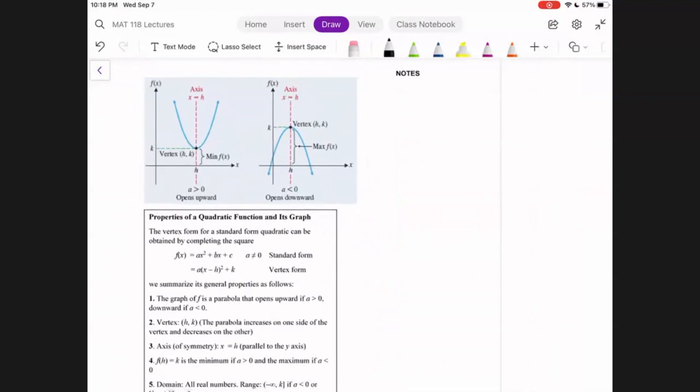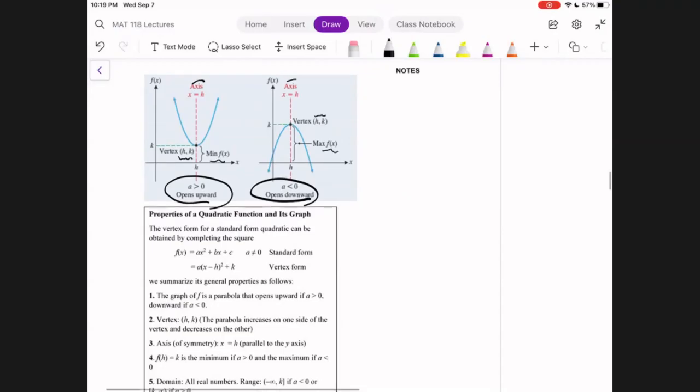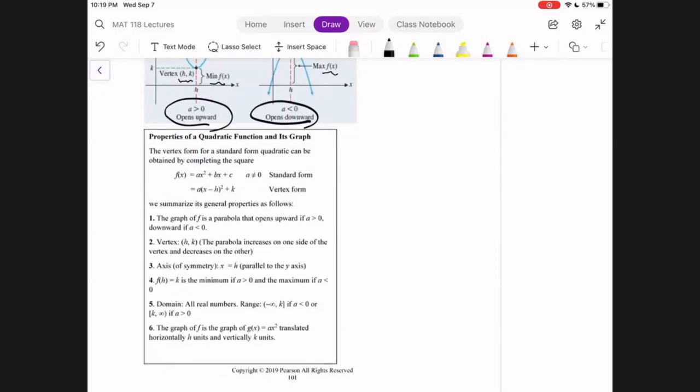And this kind of just summarizes a lot of things. So for this first one here, just make note, a is positive, so it opens upward. This one, a is negative. It has your axis of symmetry up here as x equals h for each one. It has your vertex, right? And it says this is the max, and this would have a min. Okay, so just utilize this if you need to.